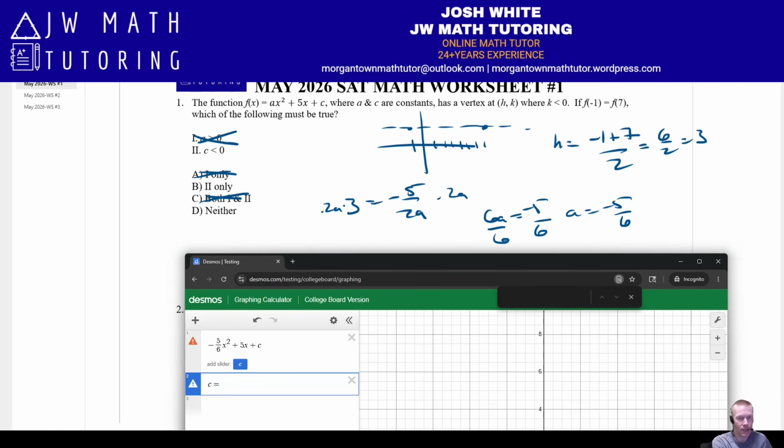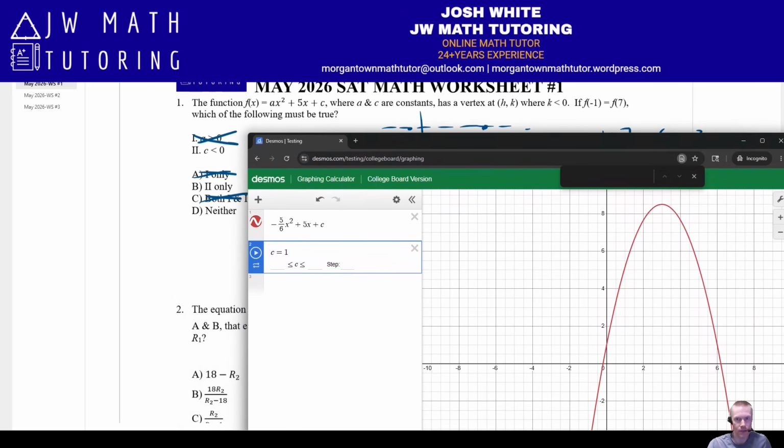Now it says here we're testing if it must be less than 0. So let's just start with c equals 1. All right, what are we looking to be true? We're looking for k to be less than 0. Is this true? No, it is not true.